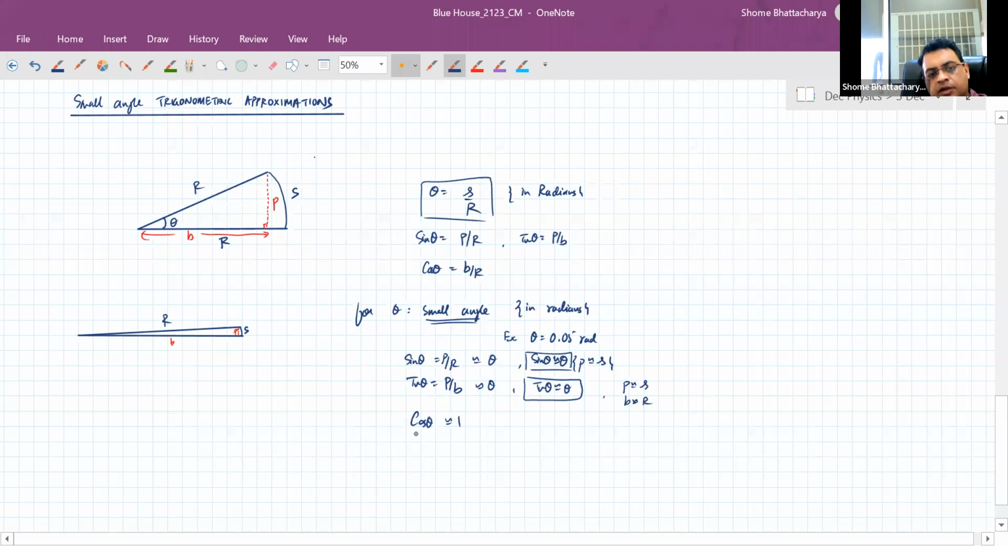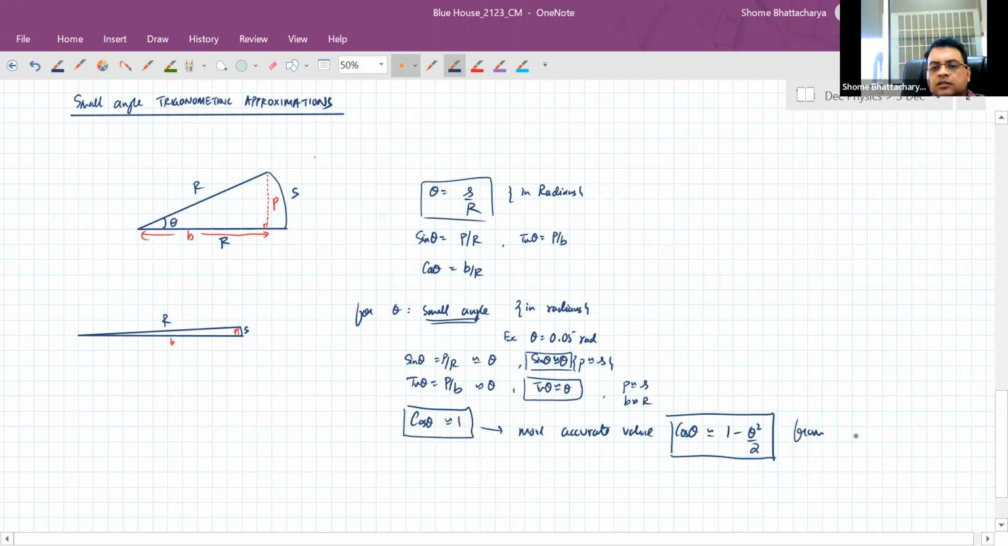Okay. But in this approximation, a more accurate value of cos theta can be determined as 1 minus theta square by 2. So this formula comes from another analysis of the cos, sine function, etc., which I will not get into here, but this comes from something called the Maclaurin series, which you will study in mathematics later, or the concept of power series. Okay, so I won't get into that, but cos theta can be approximated like this for small theta.